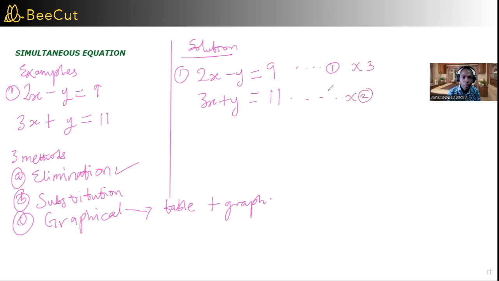Why am I multiplying this by 3 and this by 2? Because I want the numbers here to be the same. I want it to be the LCM, which is 6. So this times 3 will give me 6, and this times 2 will give me 6. If I multiply this by 3, I must multiply every other thing in that line. Then I have 6x, because 2 times 3 gives me 6. Then minus y times 3 becomes 3y. Then 9 times 3 becomes 27.